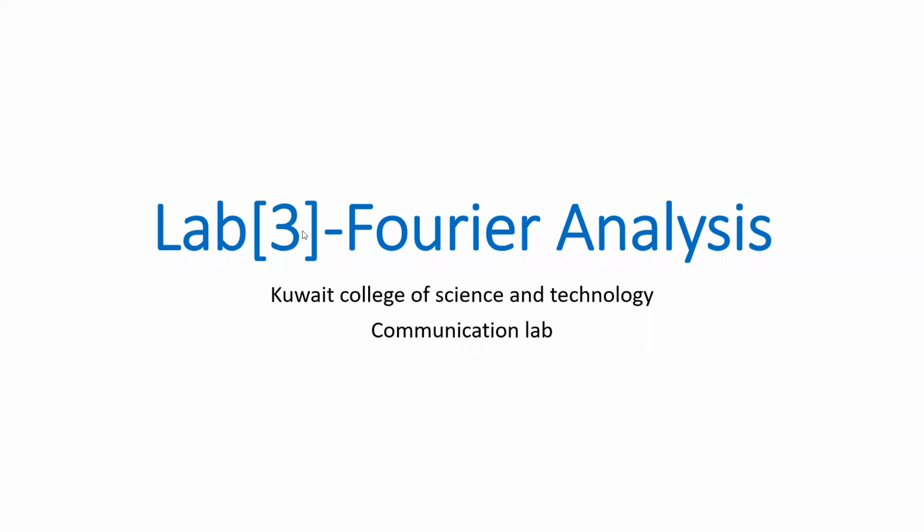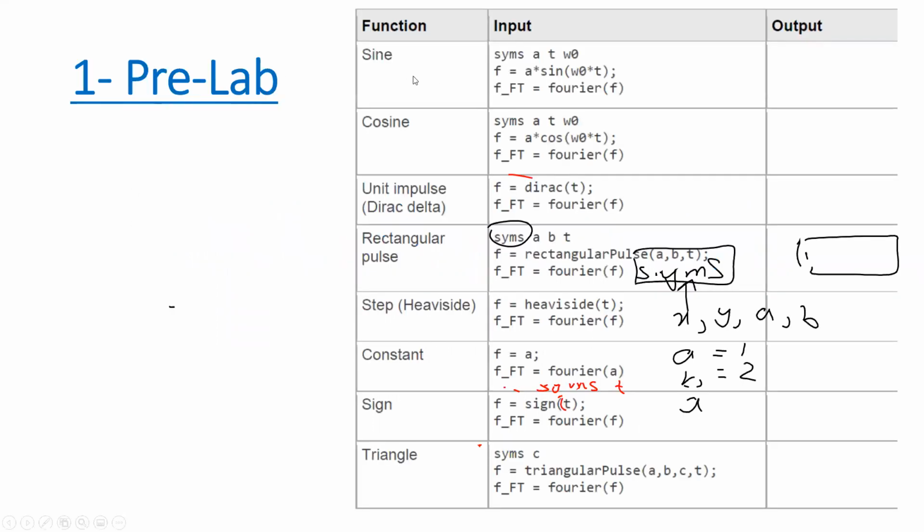Okay, so this is your lab number 3. Here we will do the Fourier analysis of the time domain signals and functions. The pre-lab is to be done in MATLAB.